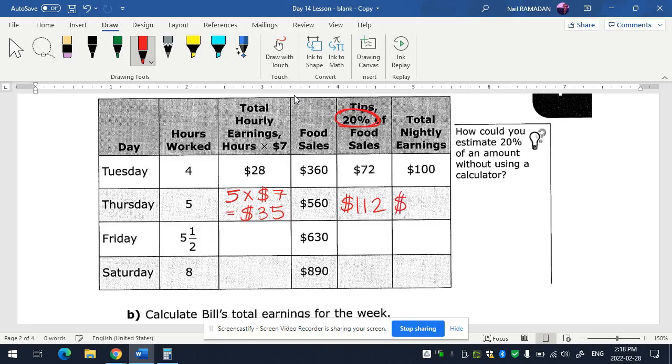So 112 plus 35 is 147 for Thursday night. Okay, how about this one?